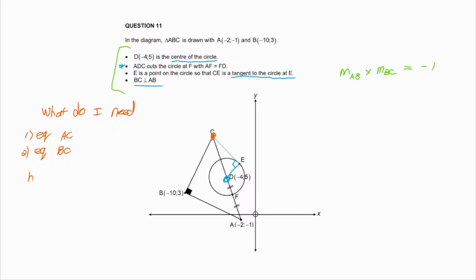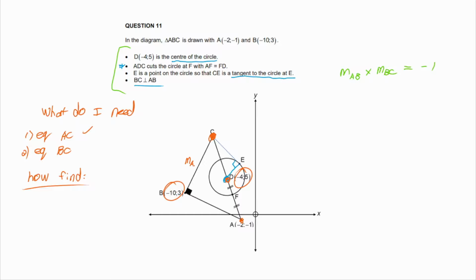And then how do I find them? Finding the equation of AC is quite easy, because we can find the gradient of AD and then substitute a point. That's almost trivial. Finding BC is a bit more difficult. We have a point on BC, but we need the gradient of this line.